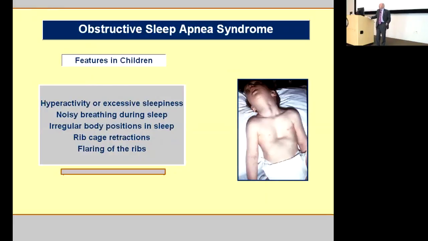A lot of them have tonsil enlargement. Some of them have craniofacial congenital abnormalities, and they present to various people, including dentists, to be fixed, but often the question of how is their breathing doesn't come up. In this particular child, you can see a retraction of the sternum during sleep because the chest is moving in when it should move out. So it causes a serious problem, flaring of the ribs and so on.